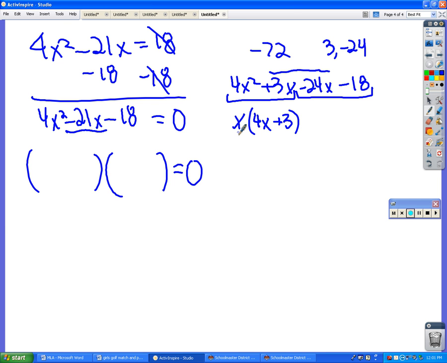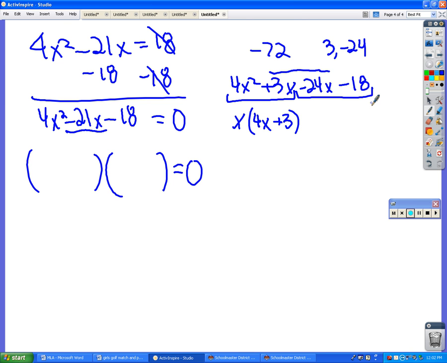Why isn't there an x with 3? There's 3 because I took it away. This was 3 times x, but I took the x that was right here and I moved it to the front. Why did you take it away? I'll show you in just a second. Now I'm going to do the same thing with this right here, negative 24x and negative 18.